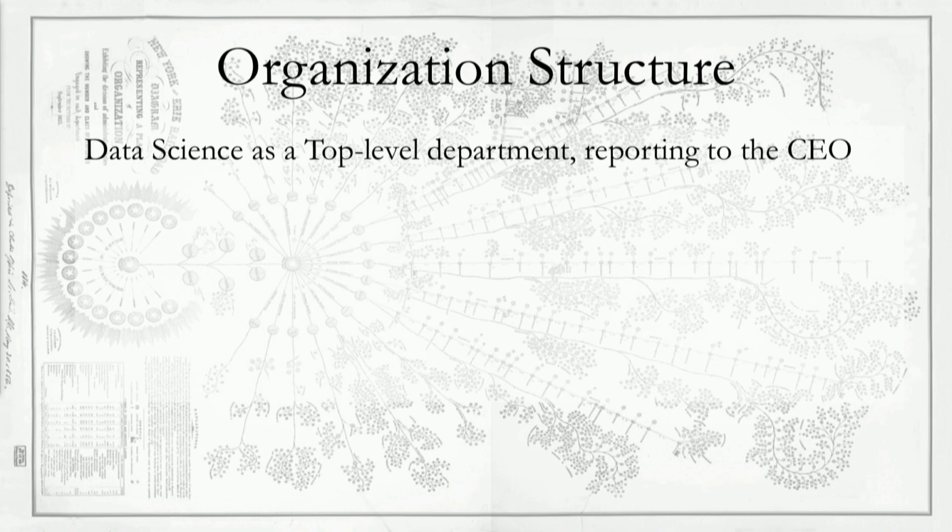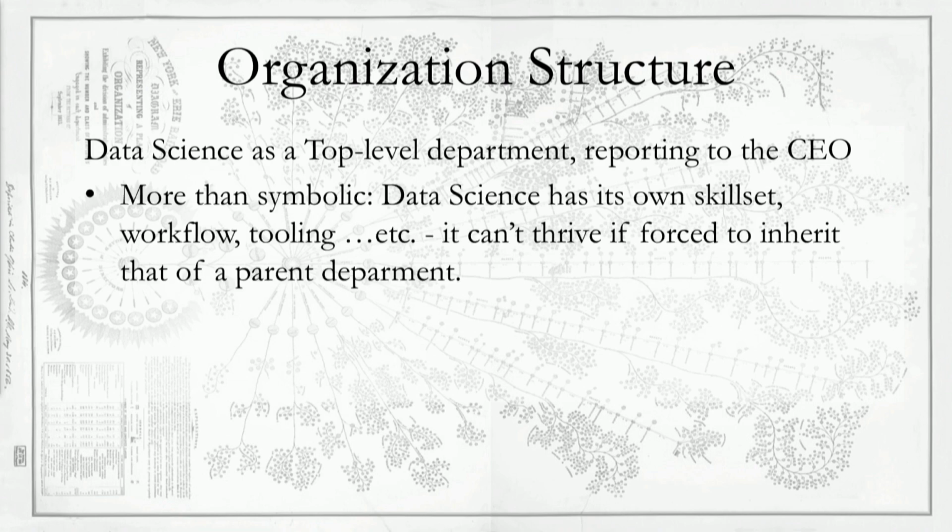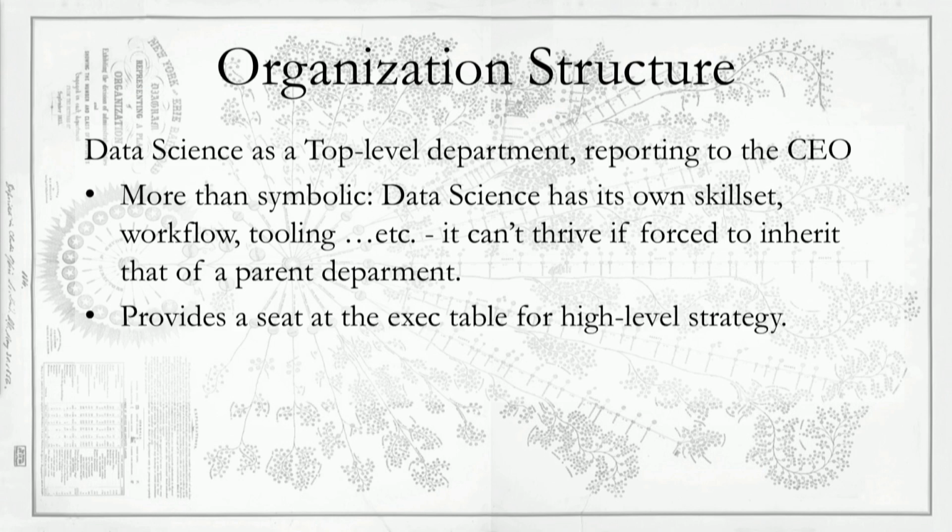In terms of org structure, if you're differentiating by data science, then you should reflect it in the org. Data science should be a top-level department reporting to the CEO. This is more than symbolic. Data science has its own skills and ethos and tooling. It can't thrive if it's buried under that of another department, right? It really needs to have its own thing, its own way of working and so forth, so it can really thrive.